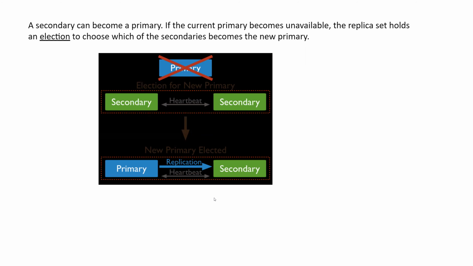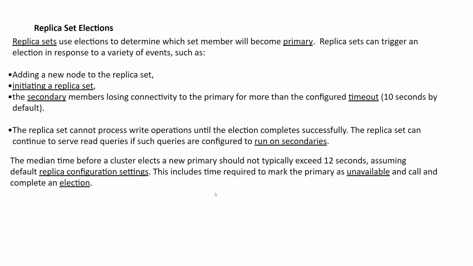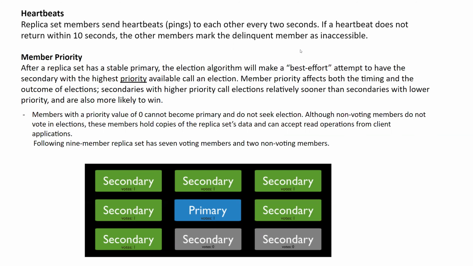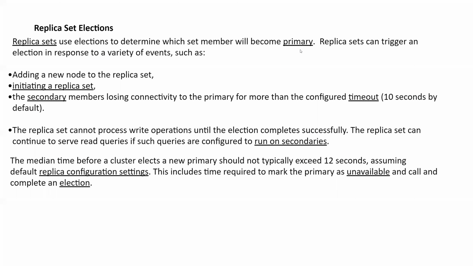And there is a heartbeat, which is how we know we need a new primary. The nodes in our replica set ping each other, and if no one replies within 10 seconds, then the other members mark that particular member as inaccessible. So that's one thing.